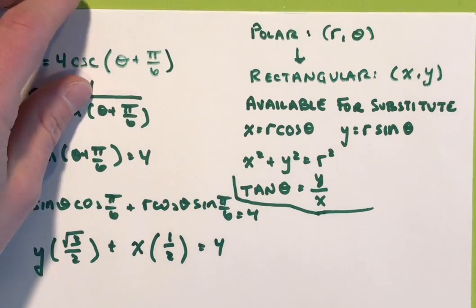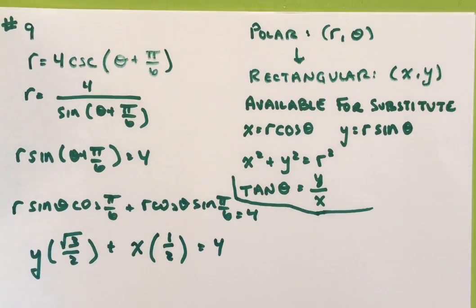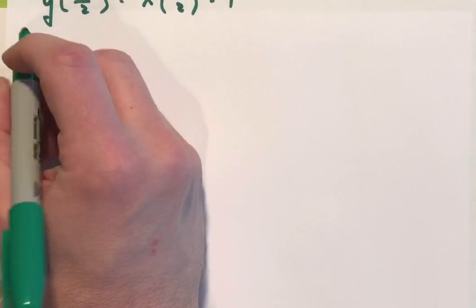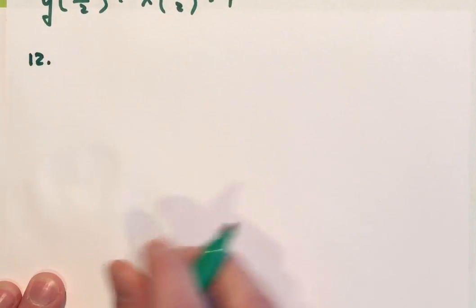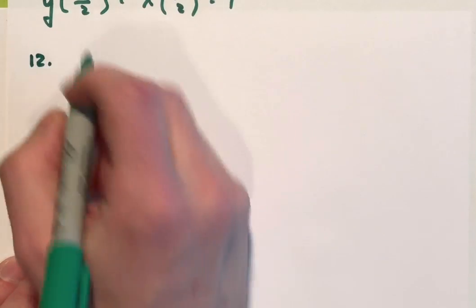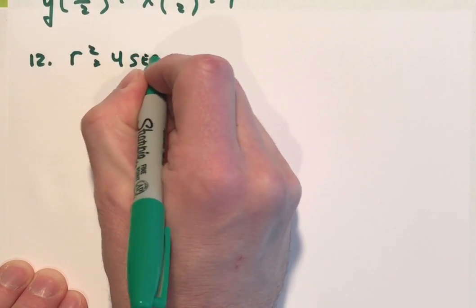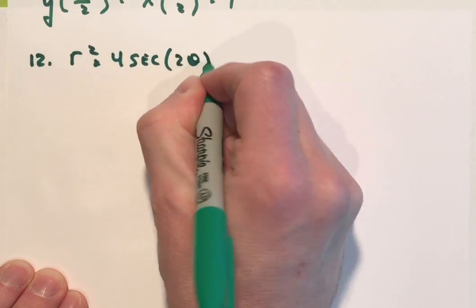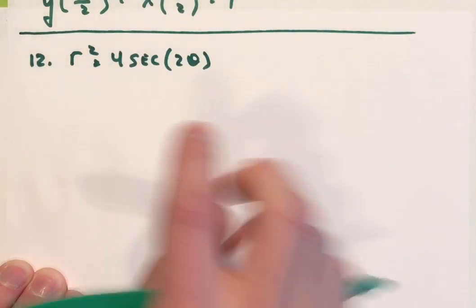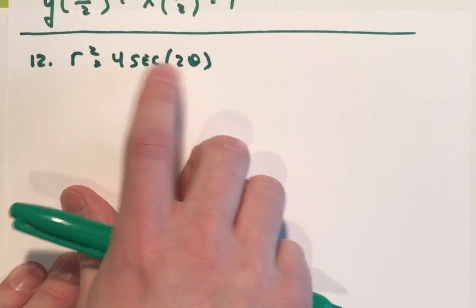Let's take another one. I didn't show all of the steps for number 12. I just said here it is. But let's take a look at number 12 as well. We have r squared equals 4 secant 2 theta. And again, what we need to do is think about secant 2 theta.